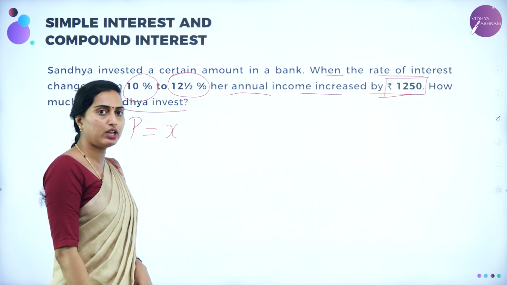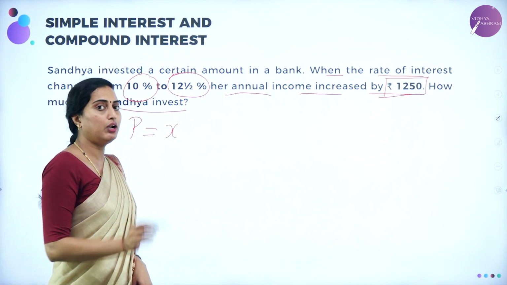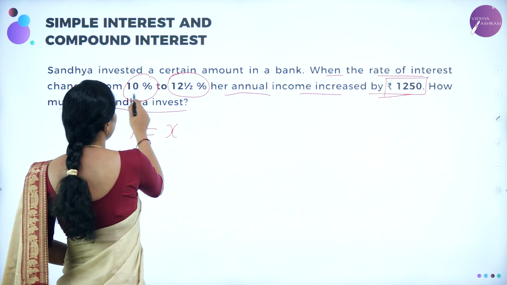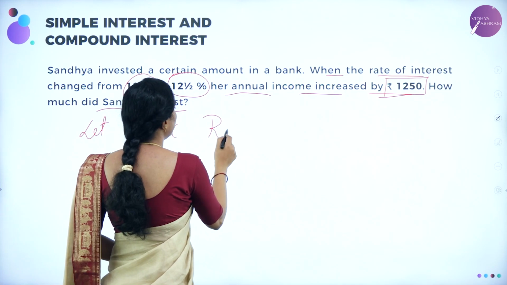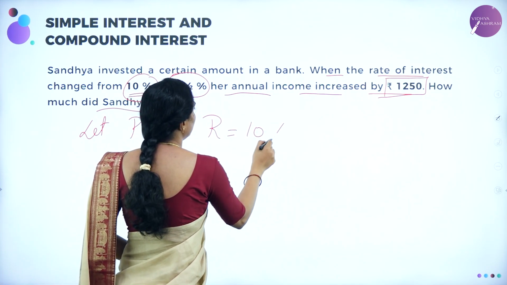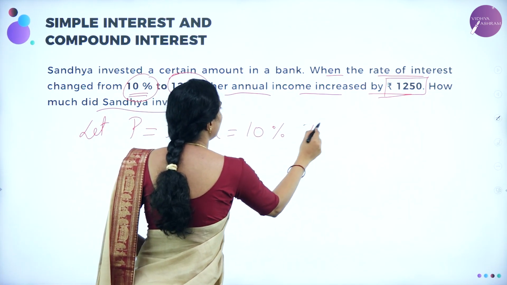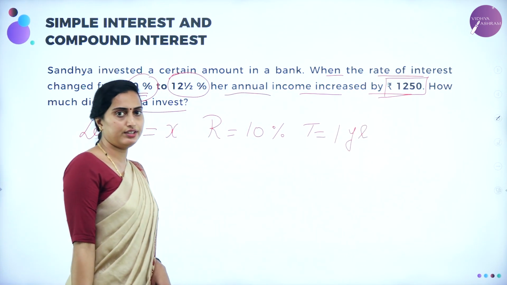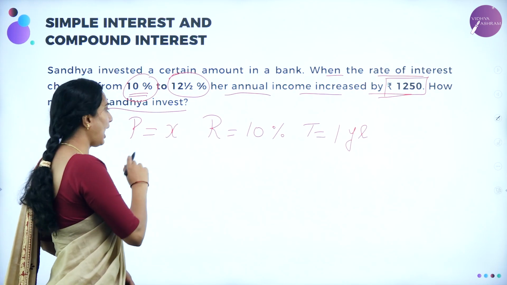So the principal amount I am going to take as X, and the rate of interest is 10%. So R is equal to 10%, and T is equal to 1 year. Okay, 1 year, right?